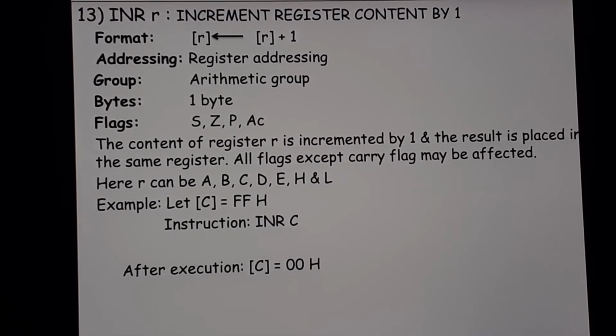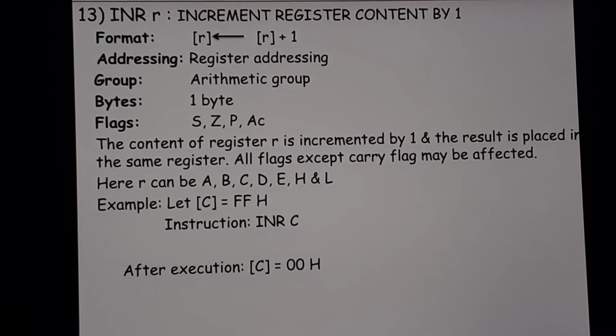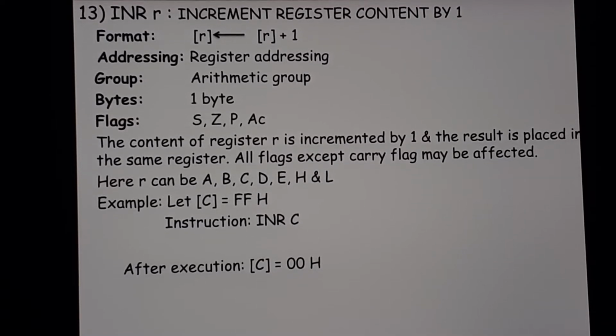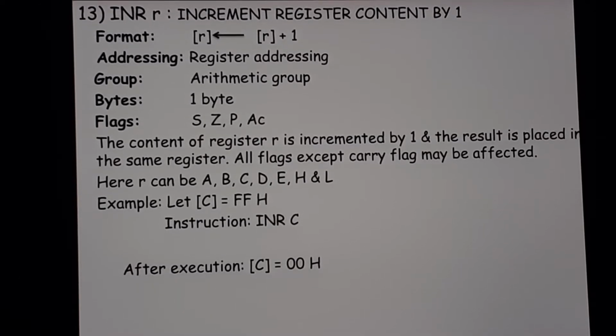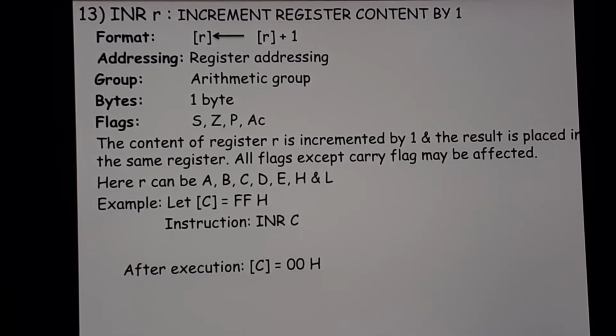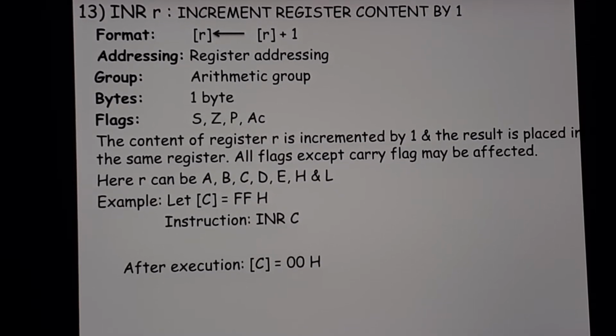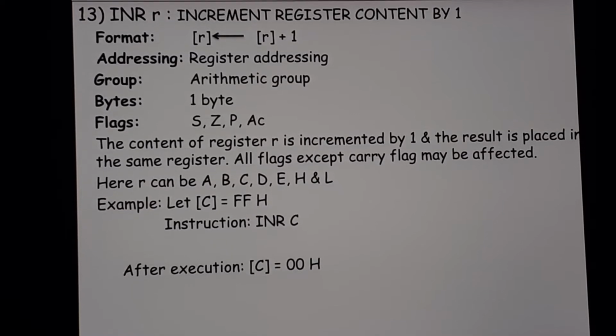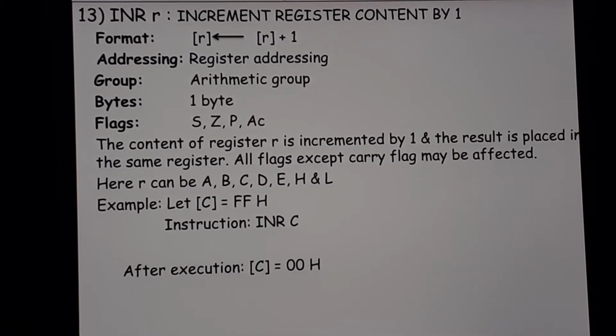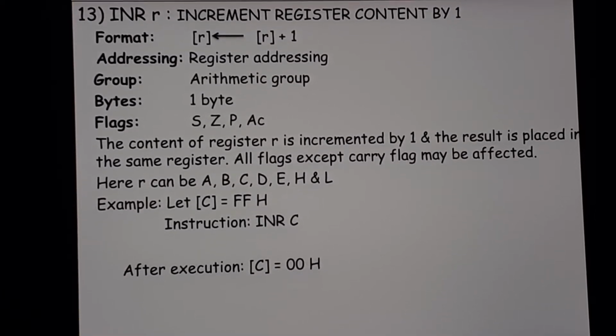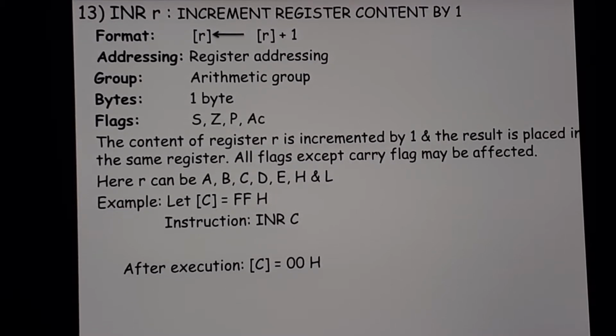Now see here, how will you explain? You will write: the content of the register is incremented by 1 and the result is placed in the same register. All of the flags except the carry flag may be affected. This you have to learn. Here R can be A, B, C, D, E, H, L. I have written it here; if you want, you can skip this sentence, that is, R can be any register.